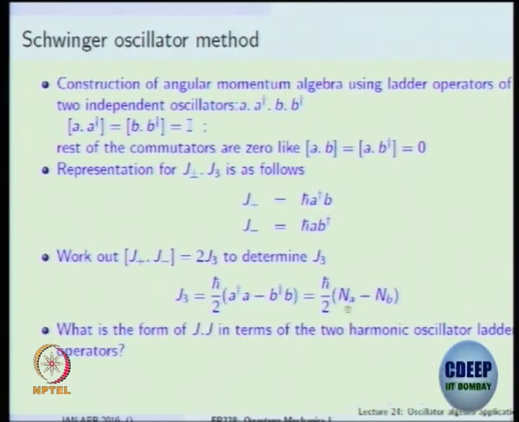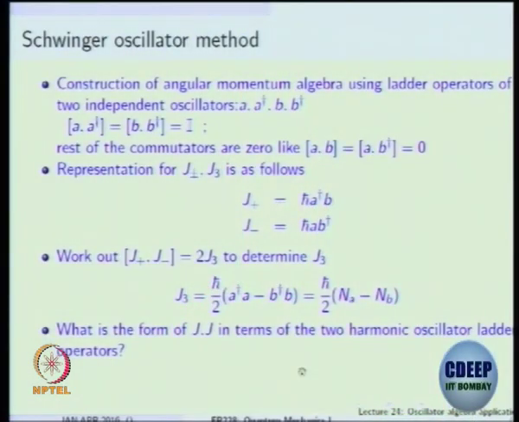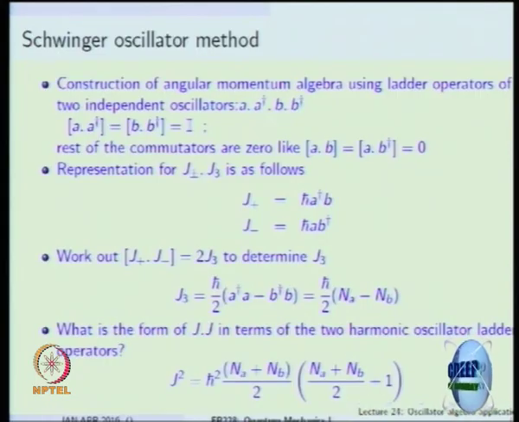Na is the number operator for the harmonic oscillator with ladder operators A and A dagger. So Na is nothing but A dagger A. Nb is the number operator for the harmonic oscillator with ladder operators B and B dagger. I am not bothered about the frequencies of the two oscillators. I am more interested in constructing the angular momentum algebra in terms of the two harmonic oscillator ladder operators. Is it okay? So please work this out, J dot J, and tell me what you get. Please verify whether you get this. Let me stop here today.